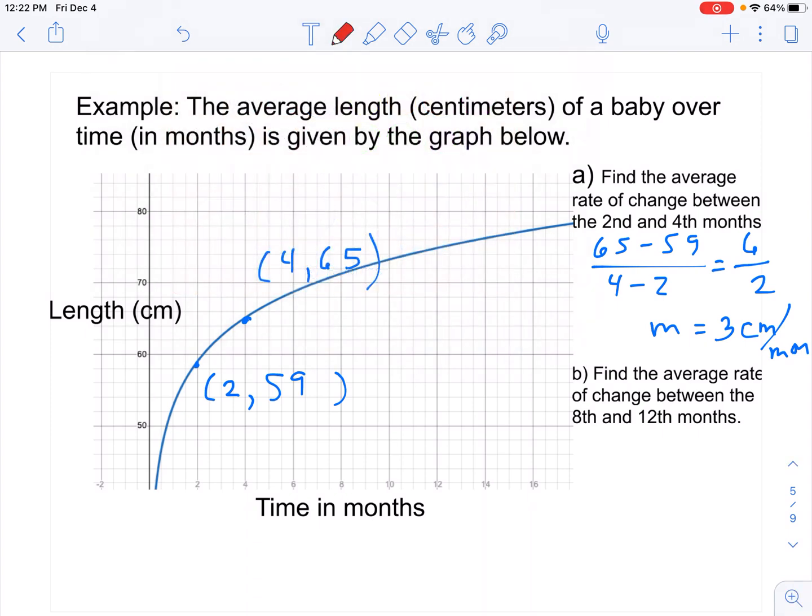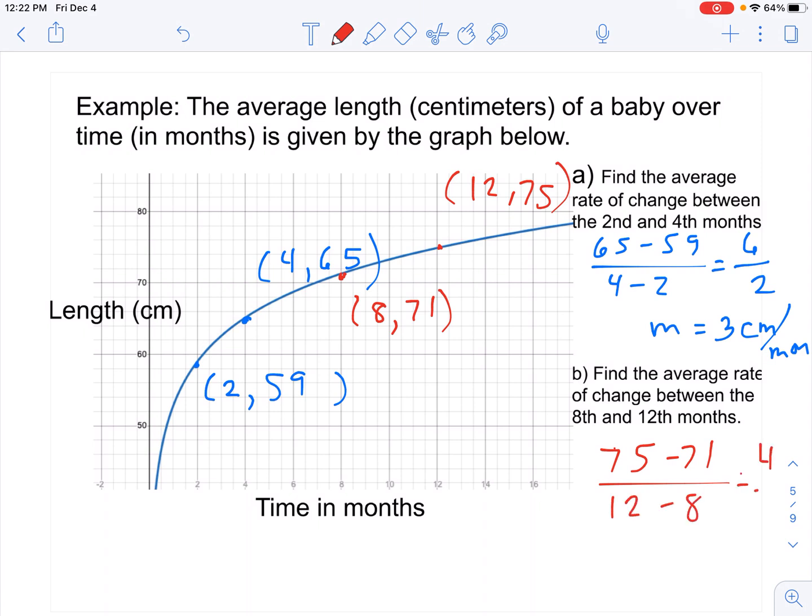If we look at finding the average rate between the 8th and the 12th month. And the 8th would be 8, this looks like it's, let's estimate it to be 71. And the 12th is estimated to be 75 centimeters. So 75 minus 71 over 12 minus 8. And now all of a sudden we have 4 over 4, so that's about 1 centimeter per month.